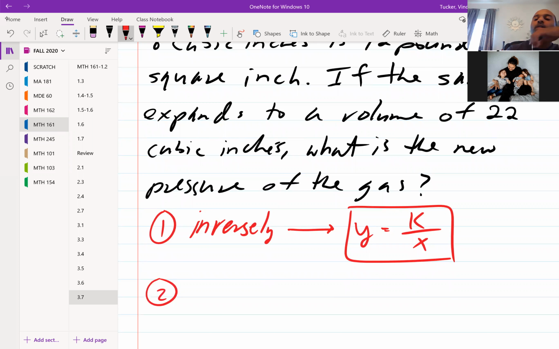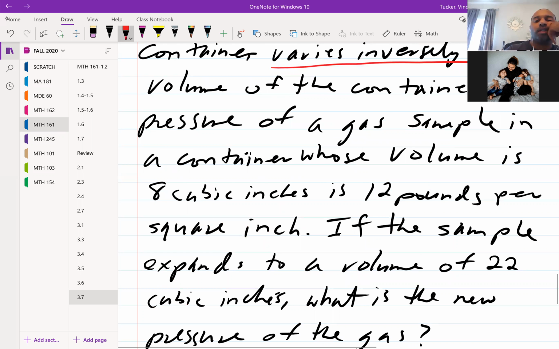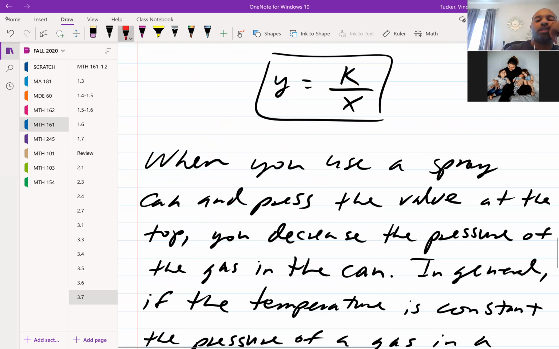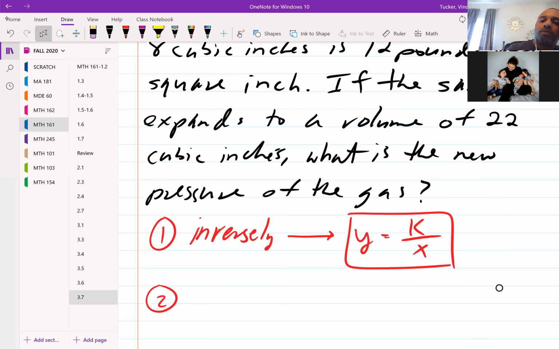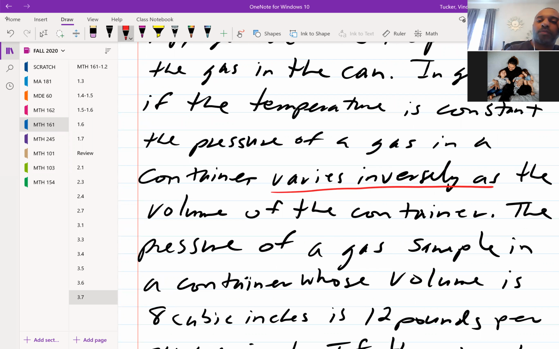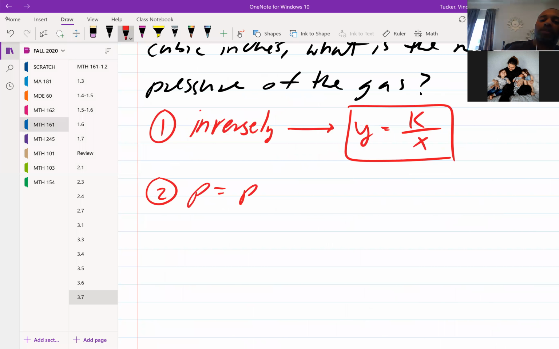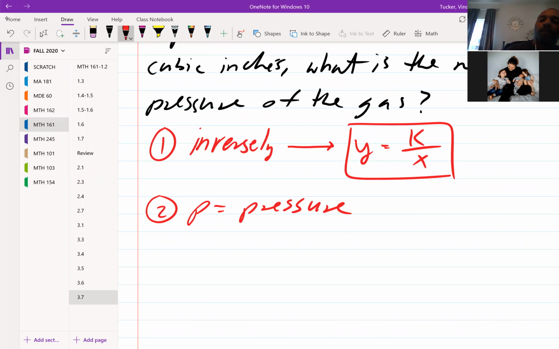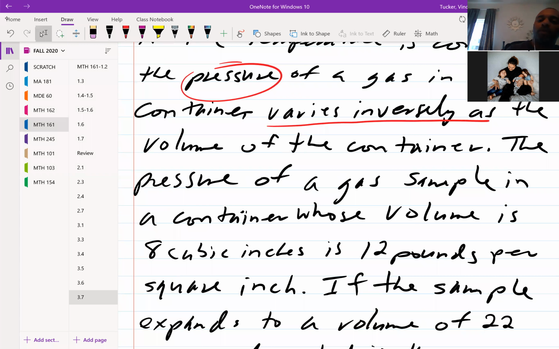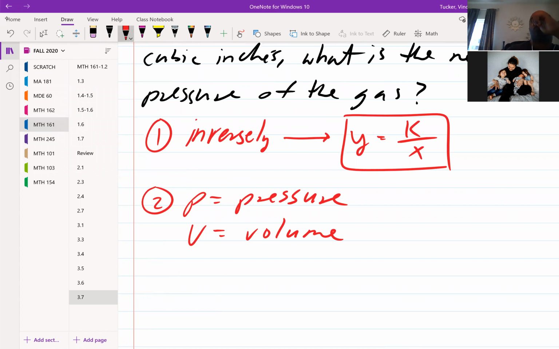All right. I think the second step I told you guys was establish your variables. Try to stay true to what I told you initially. So our variables, if we look at what happens before varies, it says in general the temperature is constant. If the temperature is constant, the pressure of a gas in a container varies. So it's the pressure that we're looking at. So we can call it P for pressure. And then as the volume of the container, we can go V is equal to volume. All right. Problems with that?